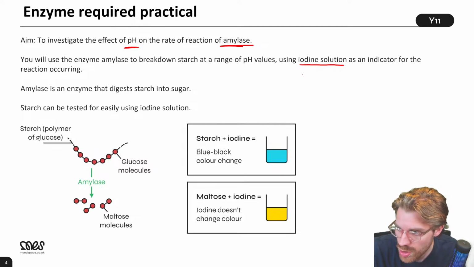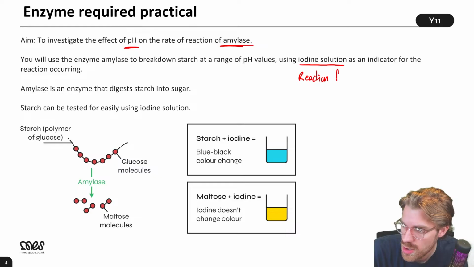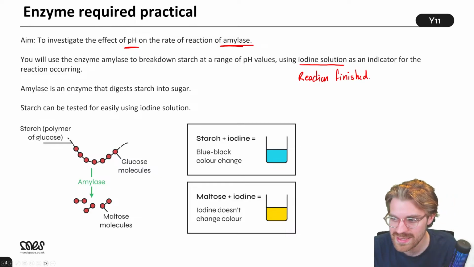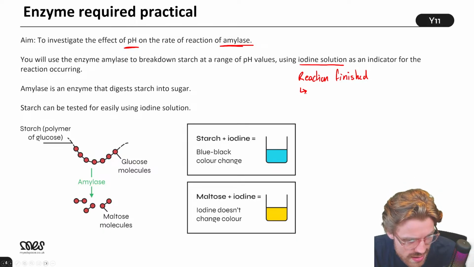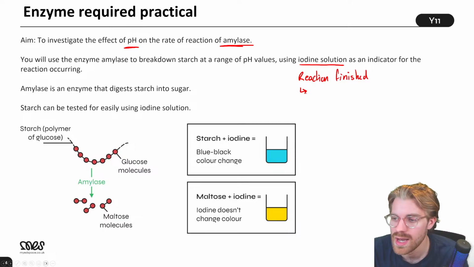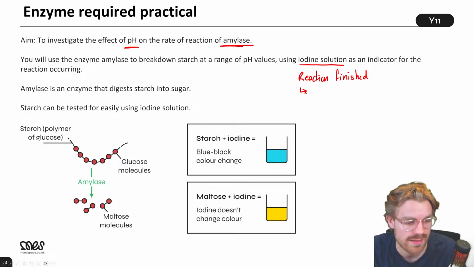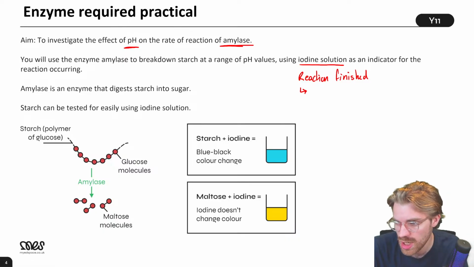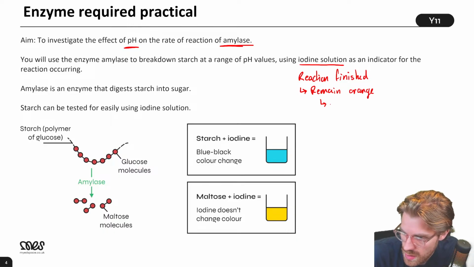So if the glucose has been broken down, if the reaction has finished, what will happen to that iodine solution? What do we think? Is it going to change colour? Aisha saying remains blue-black. Is it going to remain blue-black? It will no longer become blue-black. Yeah, it's going to remain orange. It's not going to change colour. It's going to remain orange, and as a result, it won't change colour.